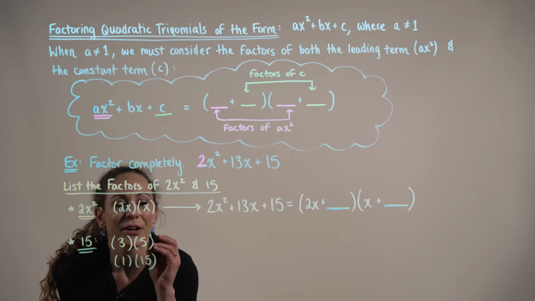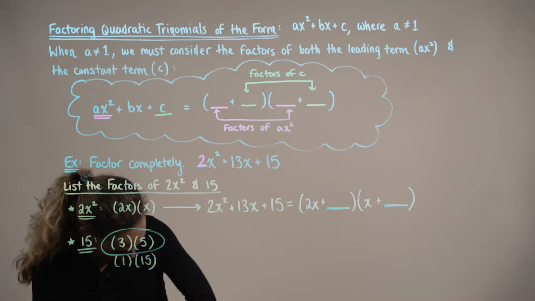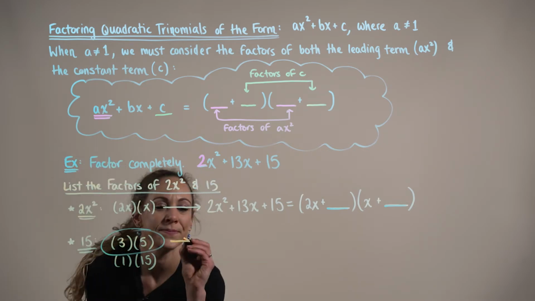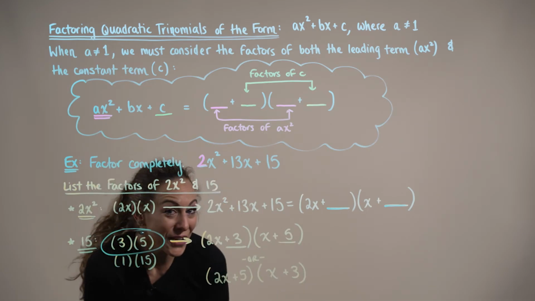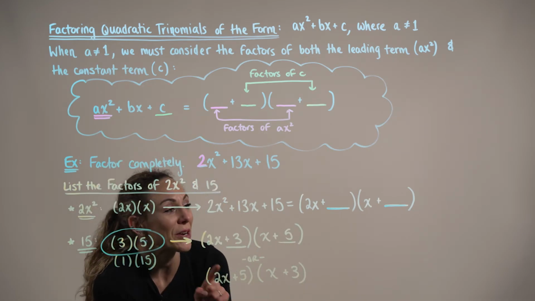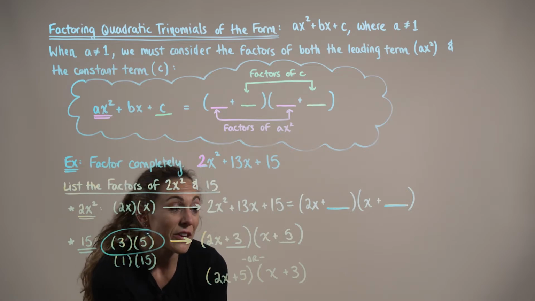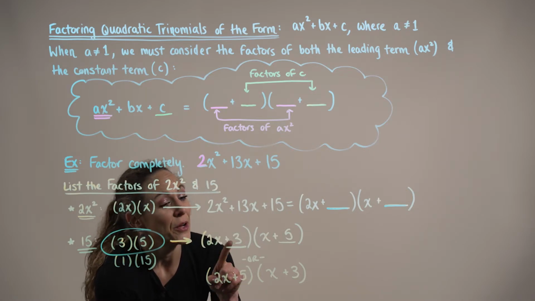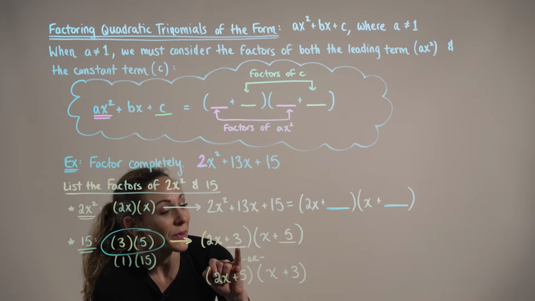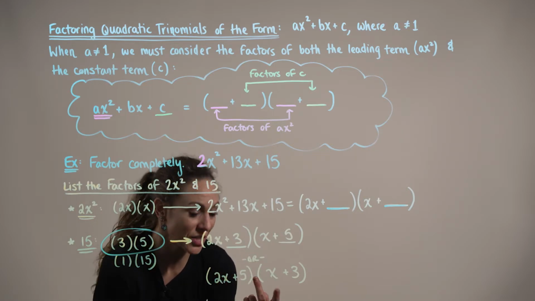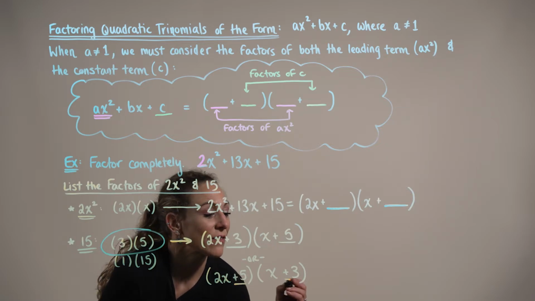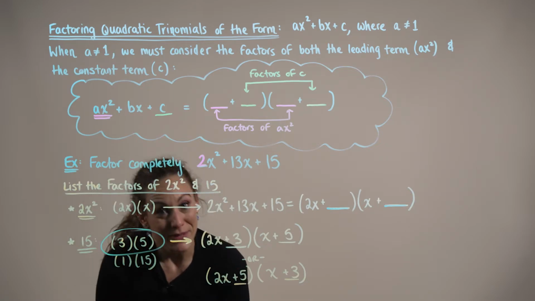So we'll start here with our first two factors. In plugging our first set of factors into this binomial product, we observe that there are two possibilities here. We can either have 2x plus 3 times x plus 5, or we can switch the positions of these constants and have 2x plus 5 times x plus 3.